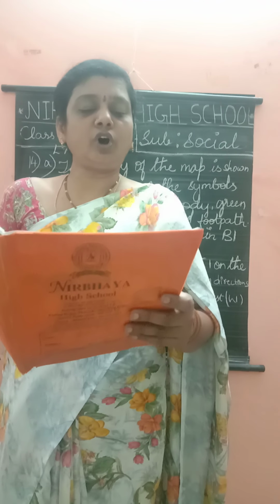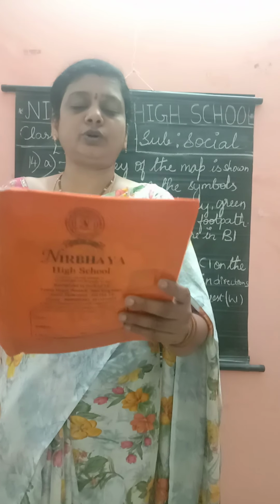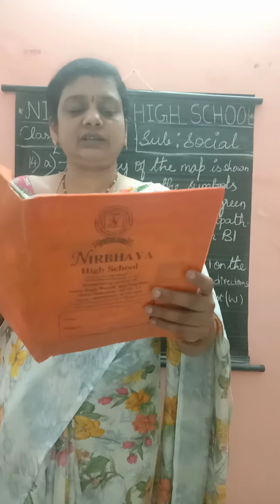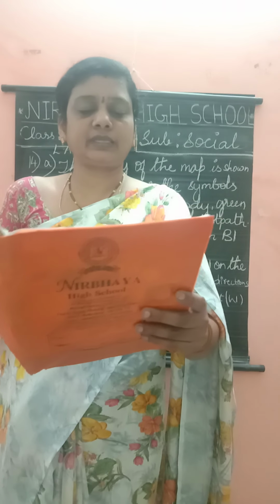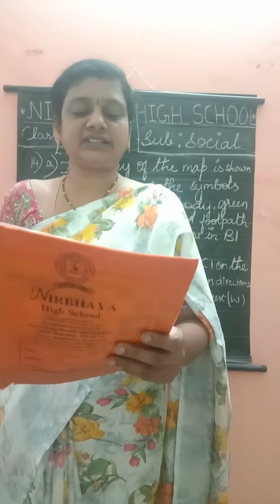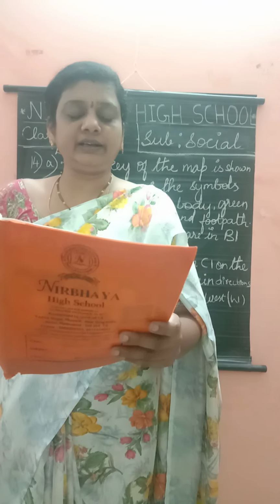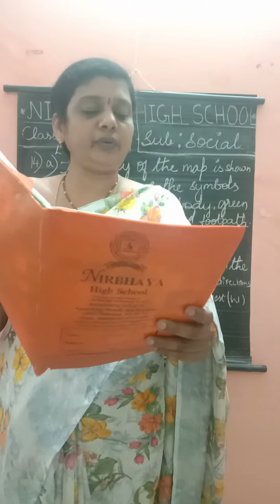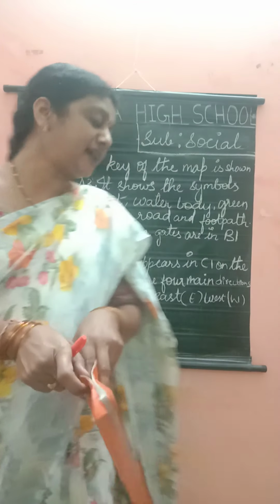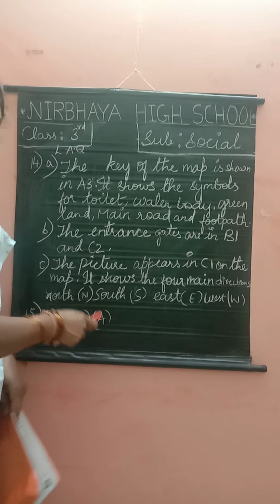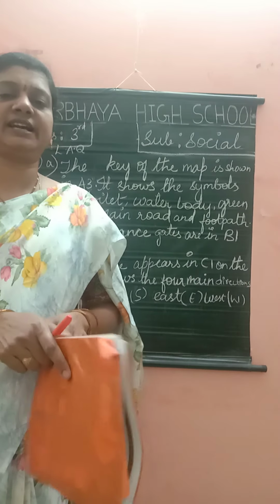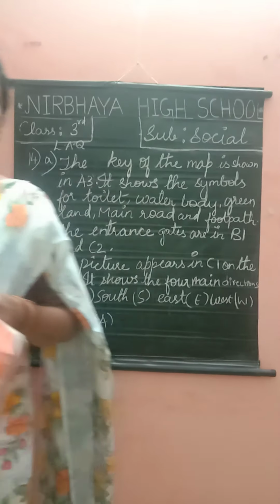Question 16, children. What would you do to locate your school on a map of the entire city? What is the answer, children? 4 options are there. A is zoom in, B is stop you, C is measure, and D is zoom out. What is the correct answer, children? Option A. Children, I will move aside. Please take a screenshot of these answers.